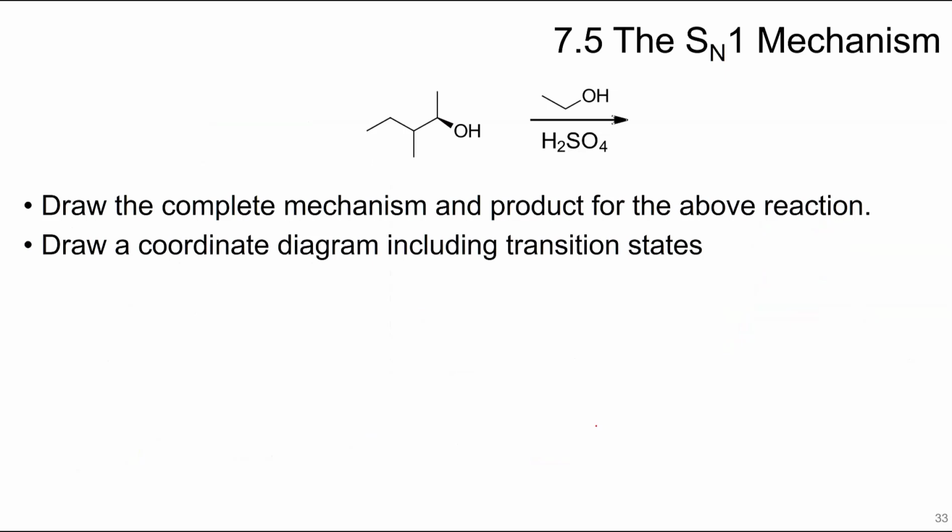So draw the complete mechanism and product for the above reaction, and then draw the coordinate diagram including transition states. So mechanism-wise, first we're looking at an OH, which is a bad leaving group, so it's going to need to get protonated, and I'll grab acid to do that. All right, so that's a PT step. Next, our leaving group will leave.